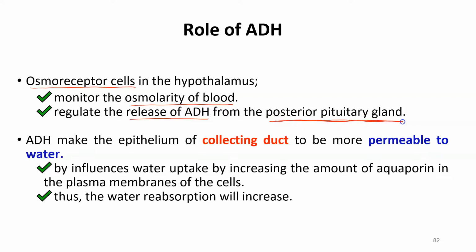So posterior pituitary gland is located under the hypothalamus. So the hypothalamus it is found in the brain area. Okay, so you have the hypothalamus, and hanging down from the hypothalamus you have the pituitary gland. Okay, so the pituitary gland is divided into two, which is the posterior and the anterior. So each region of anterior and also posterior pituitary will release its own hormone, and as for the posterior, it secretes the hormone antidiuretic hormone.